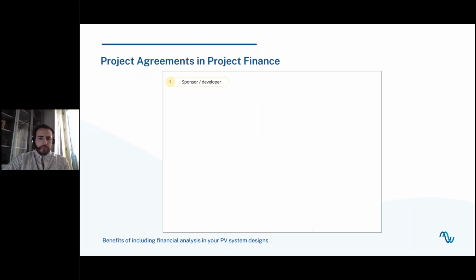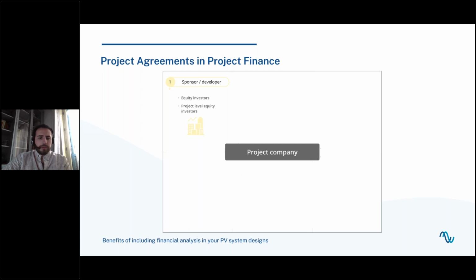Okay, let's suppose that we are developers, or a big utility, or a company that wants to develop a solar PV project or to invest in a project and raise financing using the project finance method. To do so, we will have to set up a special purpose vehicle, or an SPV, for the project. So this is like a separate entity with limited liability for the project. So basically, this will be like a completely separate company from the developer.